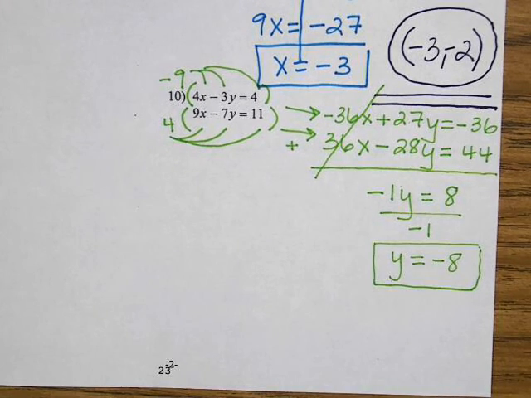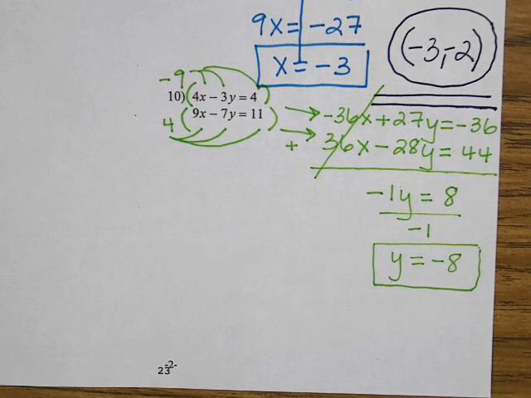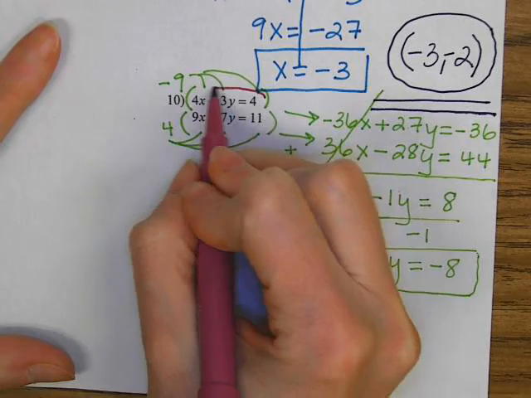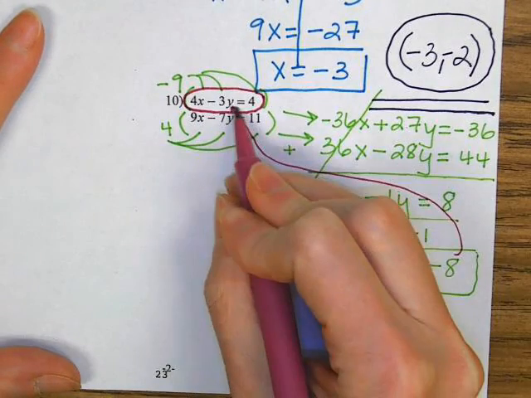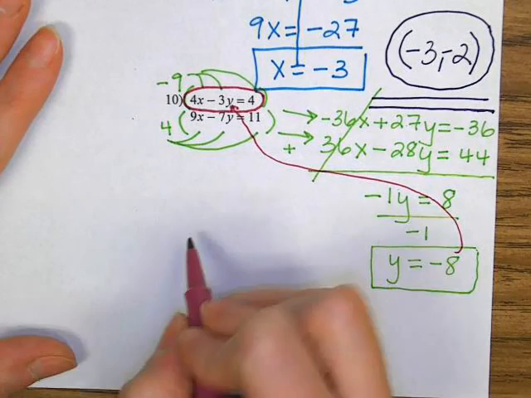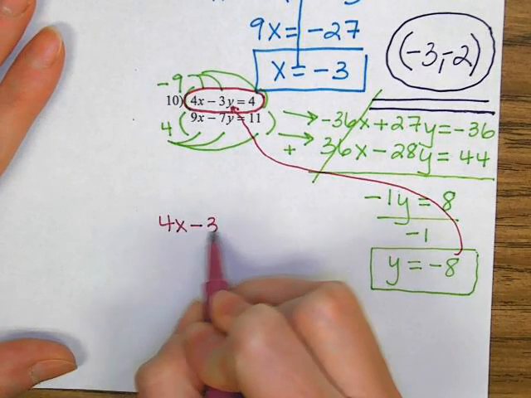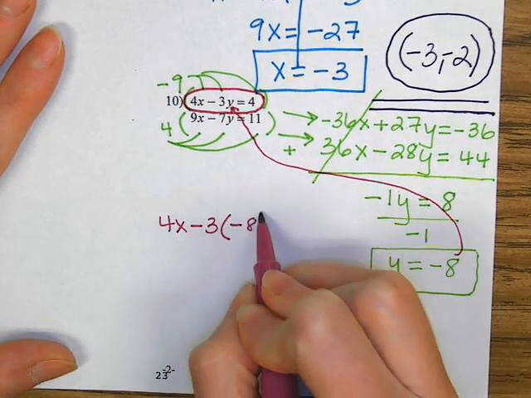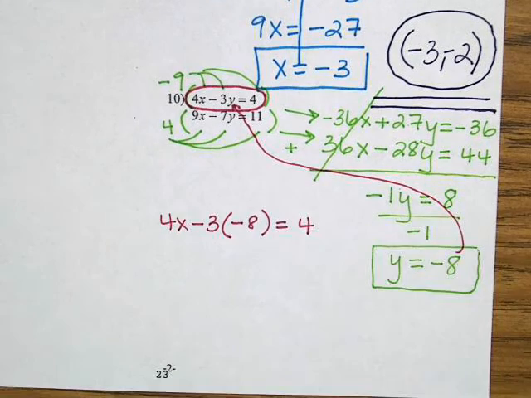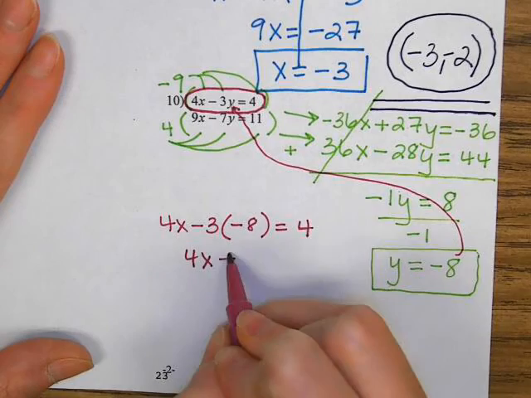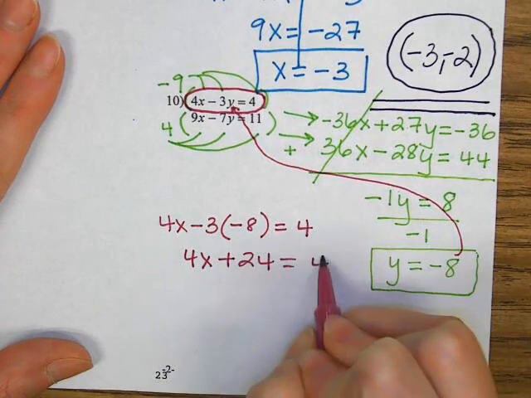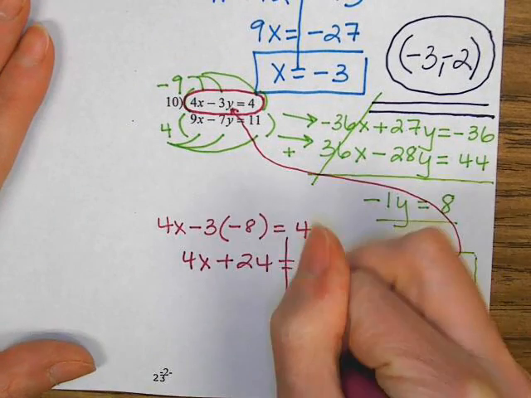All right, if y is negative 8, we're going to plug it back into one of the originals. I'm going to use the top original. Again, it doesn't matter. And I'm going to plug in y equals negative 8. So if you rewrite it, 4x minus 3 times negative 8 equals 4. We're going to clean it up. This is going to be plus 24. And then we're going to draw the wall and solve.